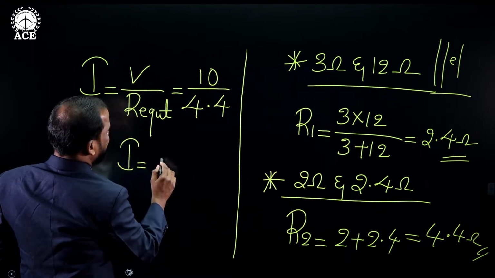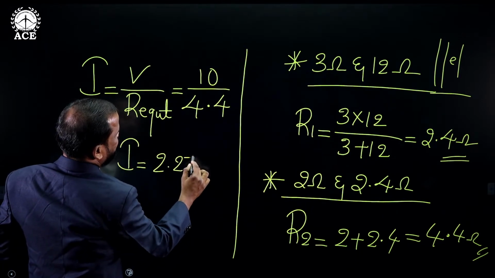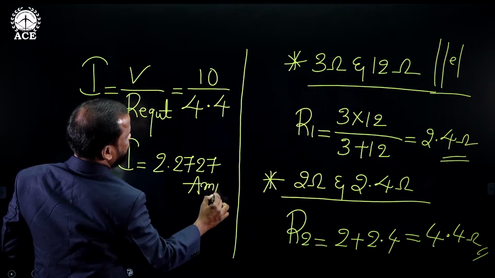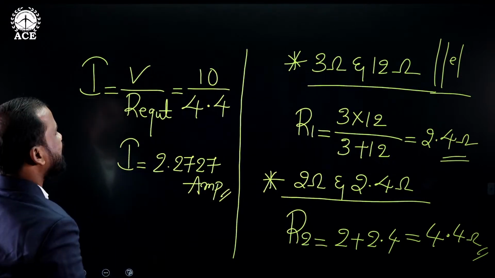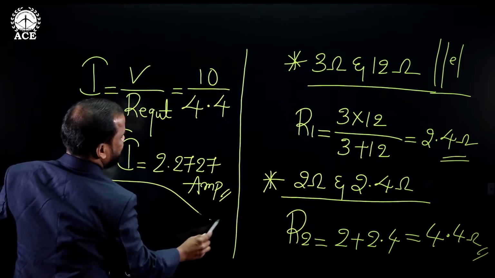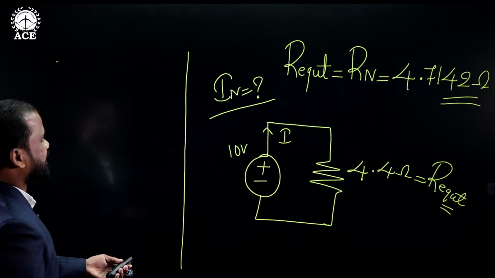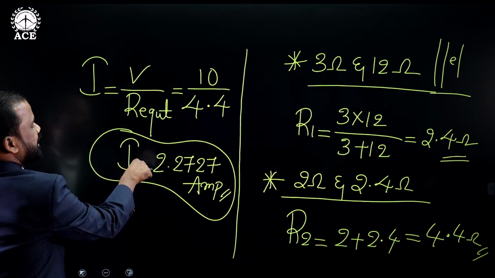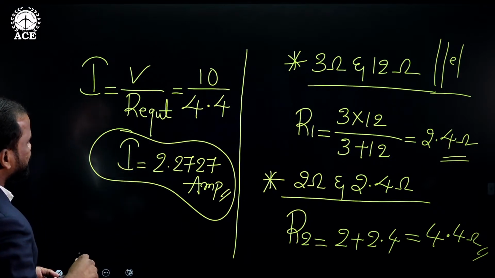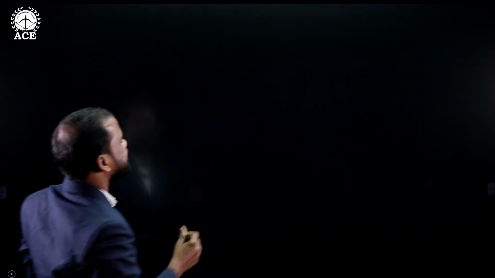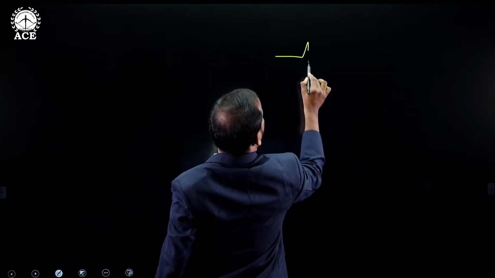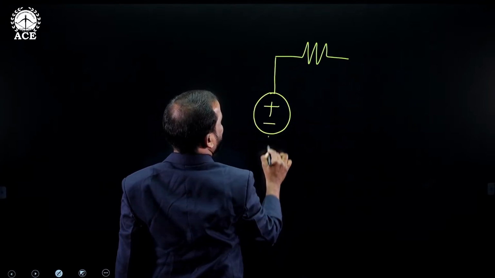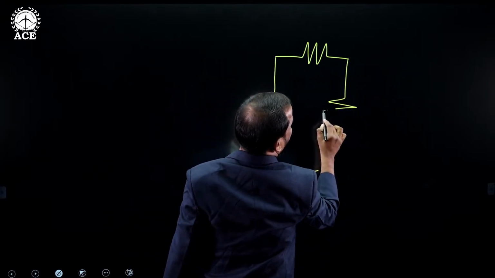So this value is 2.2727 amperes. This is the value of current in the given network. Now we can directly say that this is the total current supplied by the source when we are calculating the Norton's current. Now I will draw the actual network here with the voltage source like this.